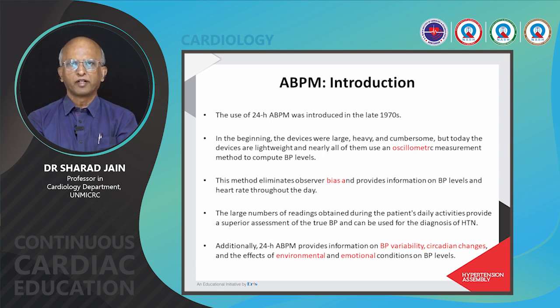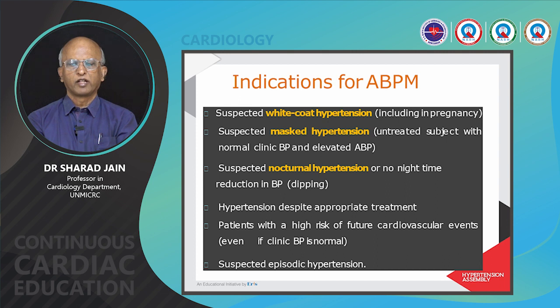The large number of readings obtained during the patient's daily activity provides a natural blood pressure history, and a superior assessment of true BP can be done. Additionally, 24-hour ABPM provides information on BP variability, that is circadian changes, and the effect of the environment and emotional conditions on BP levels. So, the indications for ABPM are: if you are suspecting white coat hypertension, especially in pregnancy also; if you are suspecting masked hypertension, which I will discuss later, that is an untreated subject with normal clinic blood pressure and elevated home readings.